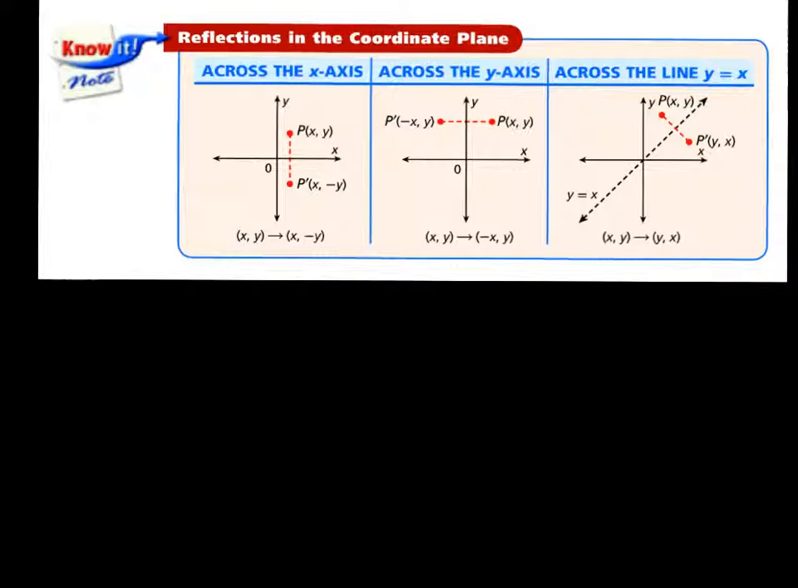So, for example, if you're going to cross the x-axis and you have point P and it becomes P prime, the x value remains the same, but you take the opposite of the y value. If you're going to cross the y-axis, the y values stay the same, but the x value becomes the opposite. If you go across the line y equals x, example here, P, which is (x, y), it's going to become (y, x), which means you just flip the x and y around.